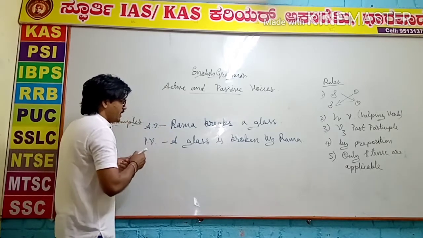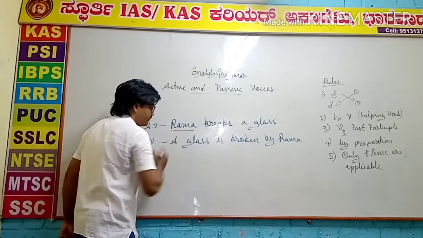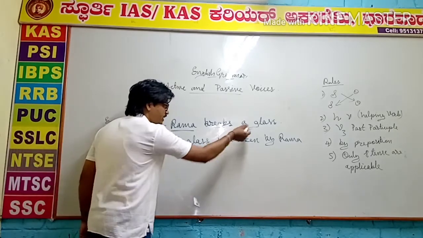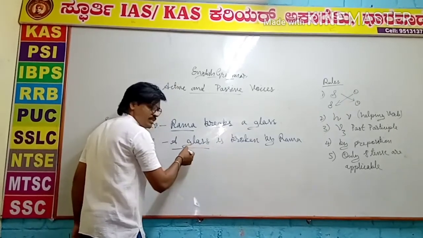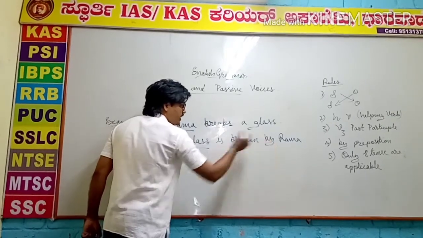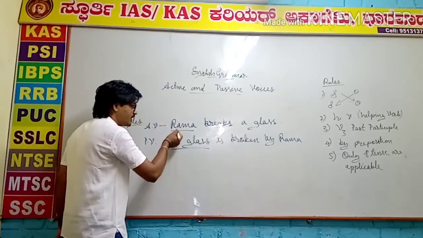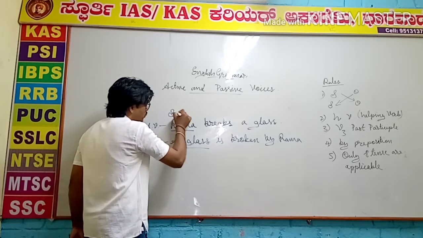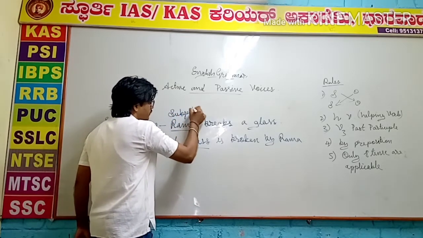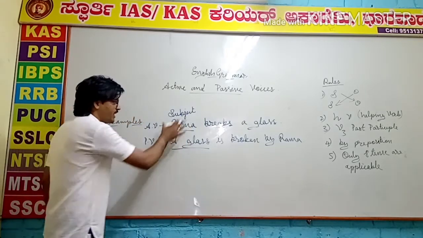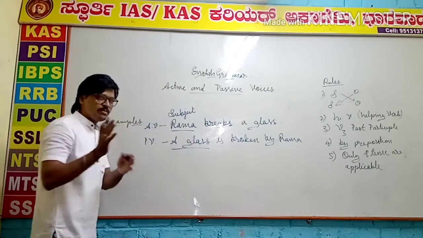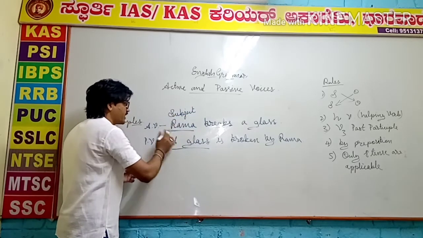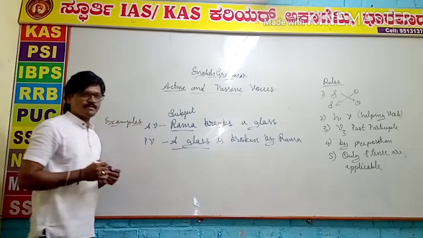Here, in the first position is the subject. Clear? Here the first position is the subject, and the object comes here. In the next sentence, see, it is active voice. If you give importance to the doer or subject, if we give importance to the subject in the sentence, that is called active voice.